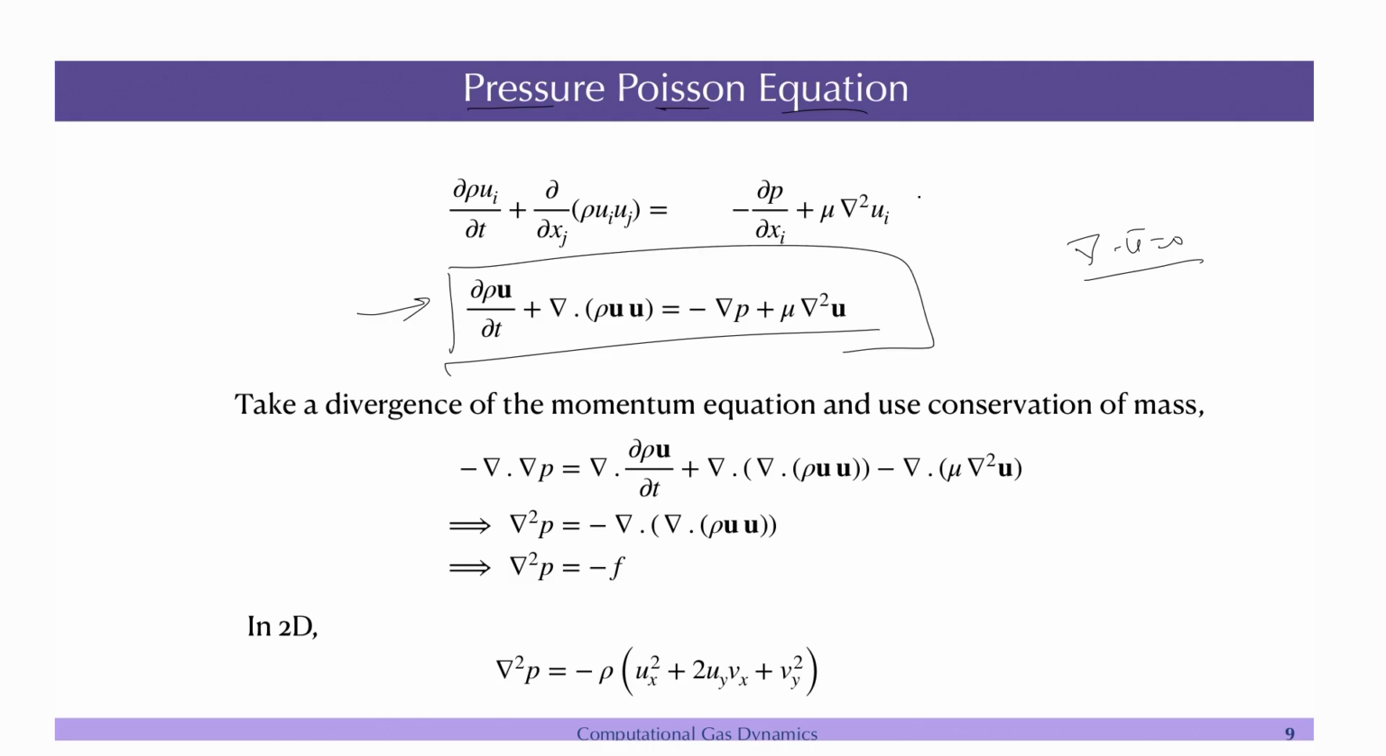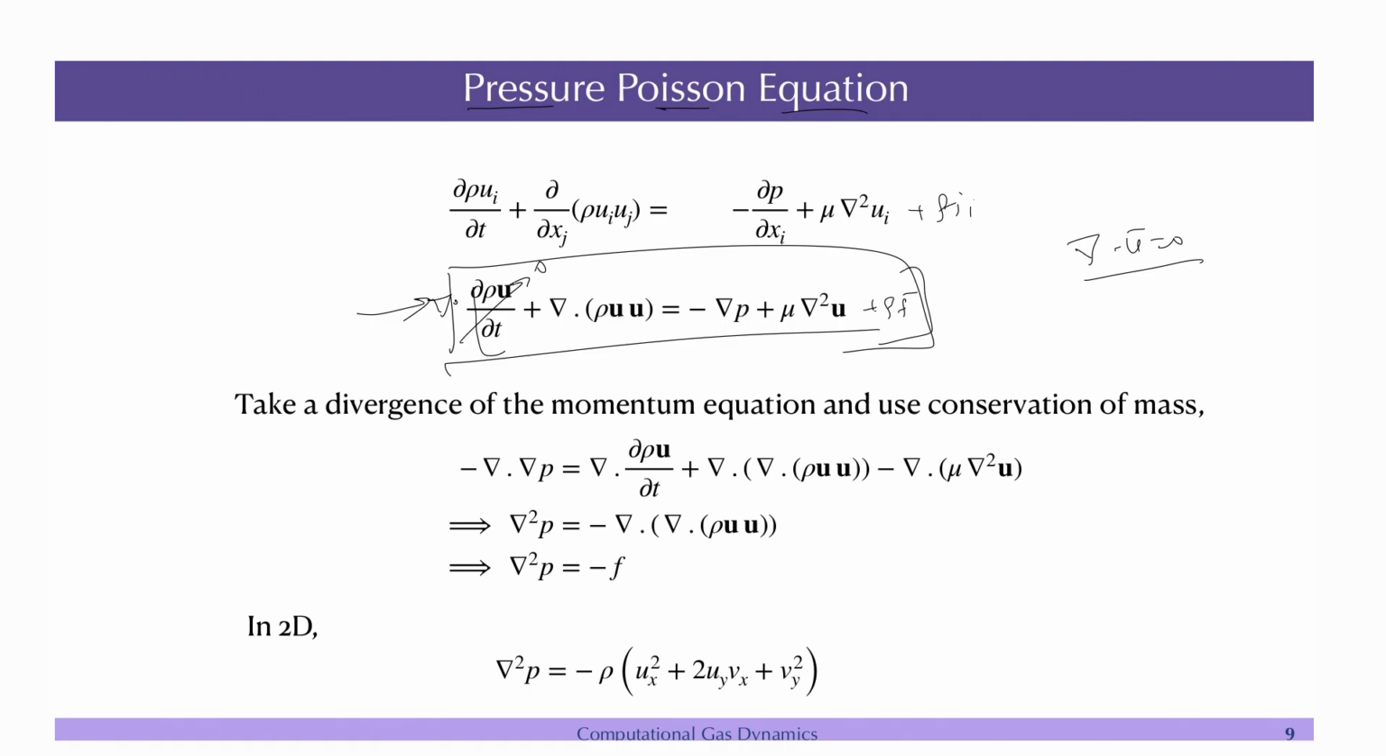I have written it just to make it more simple. I have avoided the body force here. If you want, you can write rho f I. So, you take the divergence of this. If you take the divergence of the entire equation like this, what will happen? This is del dot u. So, this will go to 0.